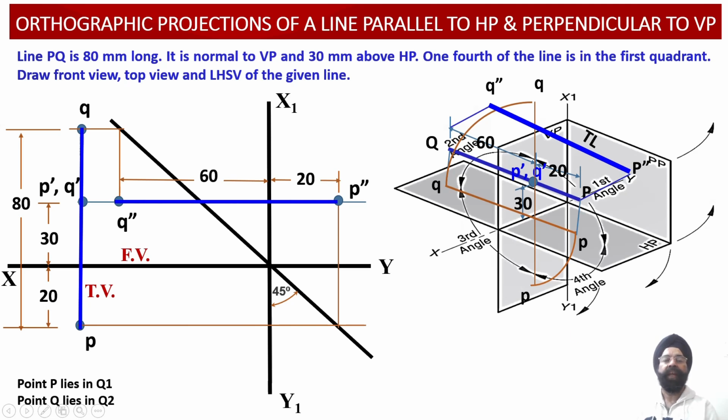So this way we have been able to obtain the projections of a line when 1/4 of the line lies in quadrant number 1, and 3/4 of the line lies in quadrant number 2. So these are the orthographic projections of the line PQ, for which the ends P and Q happen to lie in different quadrants over here.